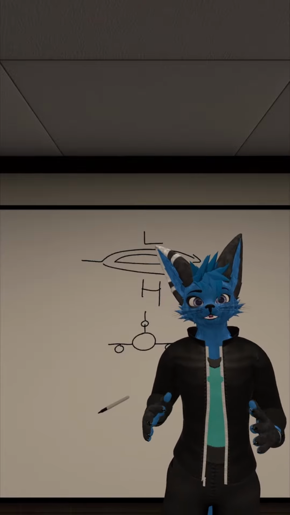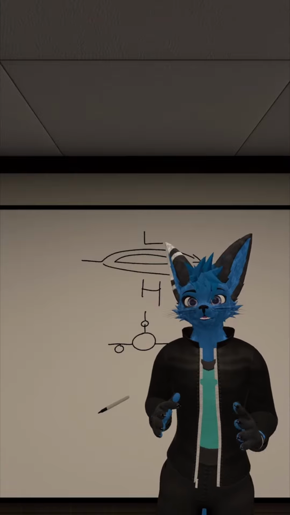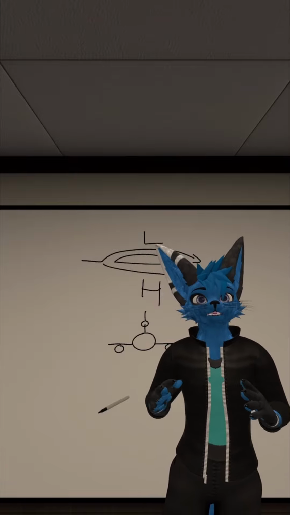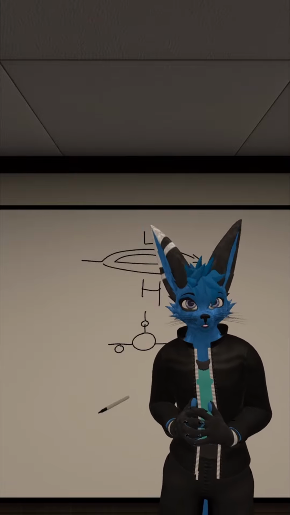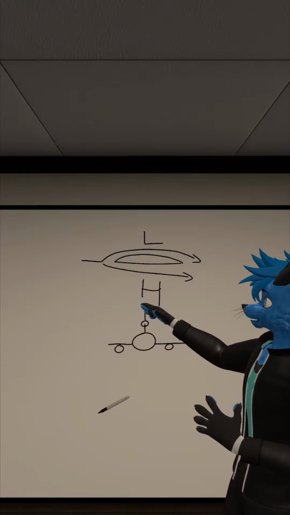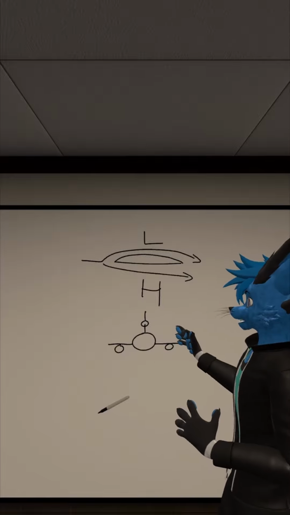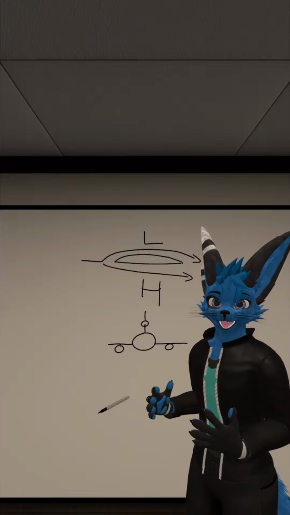But rather than wake turbulence being caused by water displacement in a boat, the wake turbulence generated by an airplane is a byproduct of the lifting forces being created by the wings. So to keep things simple, right here we have a diagram of a wing. As air passes over the top of the wing, it creates an area of low pressure, and as it passes below the wing, it creates an area of high pressure.